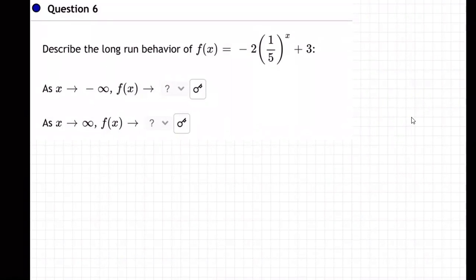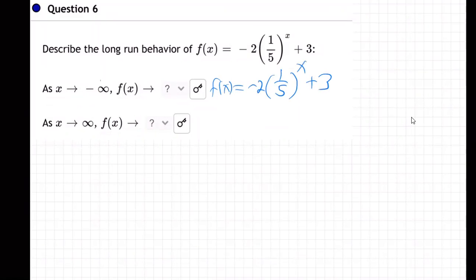Okay, so as x goes to negative infinity, where is f of x going? As x goes to positive infinity, where is f of x going? Okay, well, let's do these. So f of x equals minus 2, 1/5 to the x plus 3.